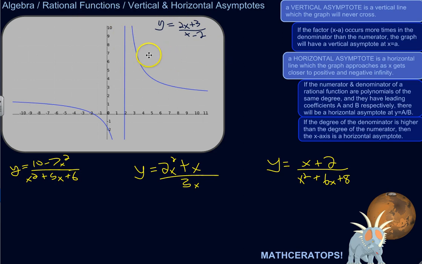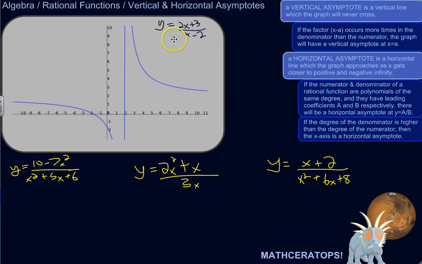Another interesting thing about this rational function is that as x approaches positive infinity, the function seems to be heading towards a certain line here. And likewise, as x approaches negative infinity, the value of the function also seems to be heading towards this line. Well, that line which it seems to be heading towards, as x goes towards positive infinity or negative infinity, is called a horizontal asymptote. So there are vertical and horizontal asymptotes.